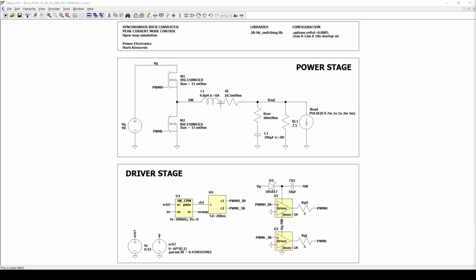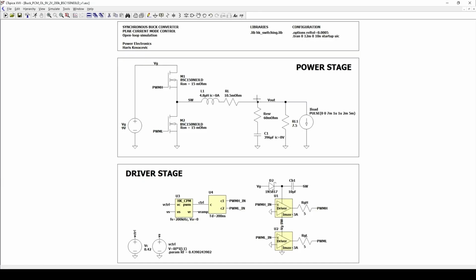Here on the top side is a standard synchronous buck power stage. Here is the switching node. Here flows the inductor current, and here can be observed the output voltage. This allows us to directly connect the behavior of the modulator to the real electrical waveforms.